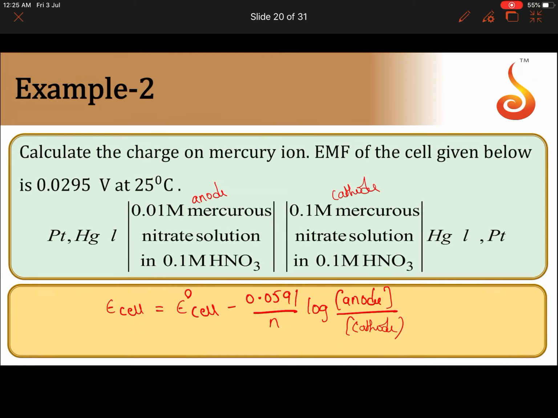It is a concentration cell because both the electrodes are same. So E0 cell value is 0. E cell value is 0.0295. N value we need to find. Anode concentration is 0.01. Cathode concentration is 0.1.